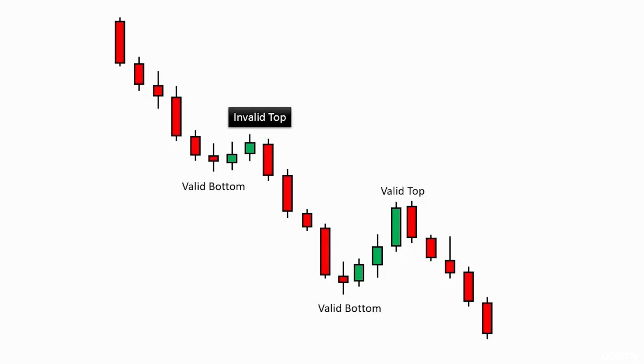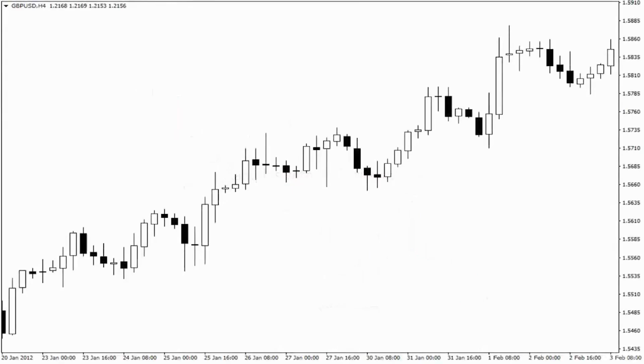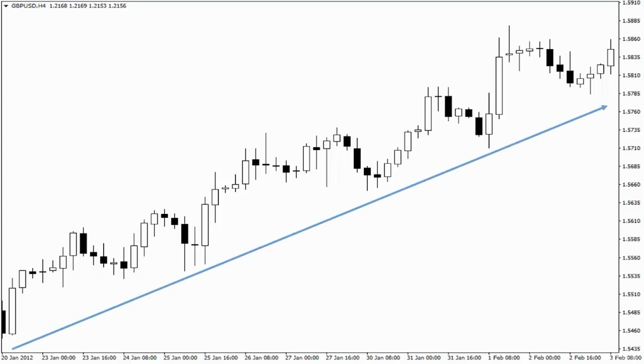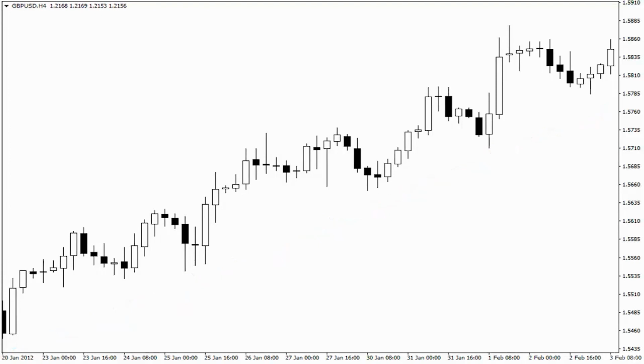So having good knowledge about the validity and invalidity of a top and bottom is essential to trade the market as a price action trader. Let me give you a real chart example of this. This is a 4-hour chart of pound versus US dollar, and as you can see, the market is trending upward in this chart, where almost all the tops and bottoms are valid.